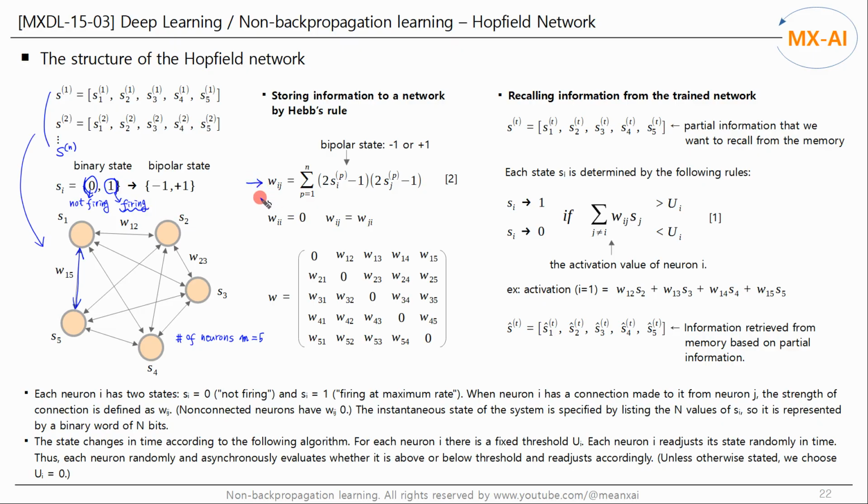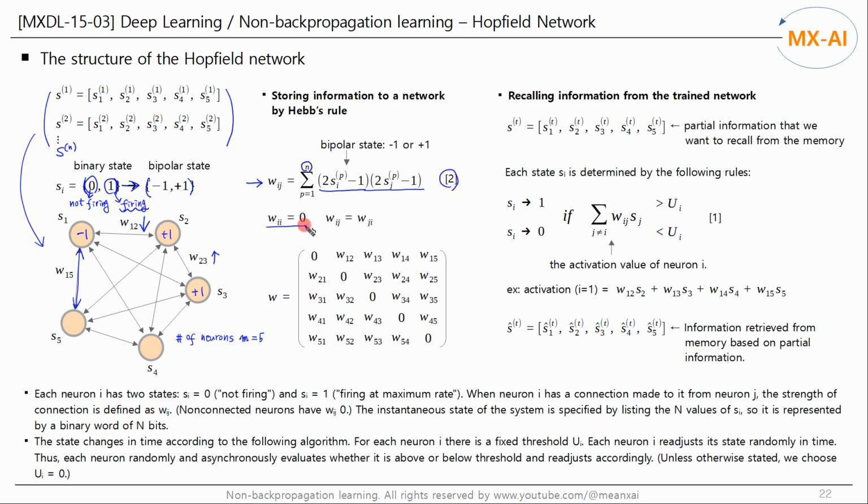The connection weights of a Hopfield network are computed as follows. N is the number of data points to be stored in this network. 2s minus 1 is to convert the binary state of a neuron into a bipolar state. This is the Hebbian learning rule that we looked at in the previous video. Neurons that have simultaneously similar activities have their synaptic strengths increase. And neurons that have simultaneously dissimilar activities have their synaptic strengths decrease. This is equation 2 in the paper.